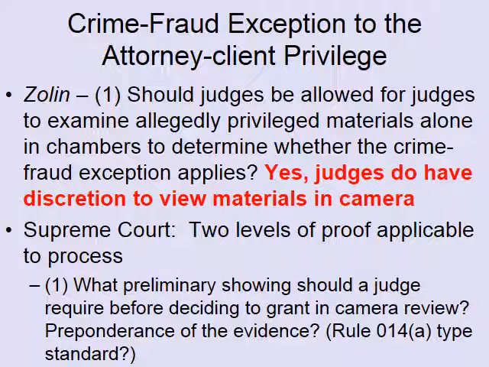So as you saw, the Supreme Court held, well, yes, judges do have discretion to view materials in camera, right? In camera, alone in chambers. There are actually 2 levels of proof that apply to this whole process, though. So the first question is, what preliminary showing should a judge require before making a decision to grant in-camera review. Does that preliminary showing have to rise to the level of, say, preponderance of the evidence, a Rule 104A type standard?